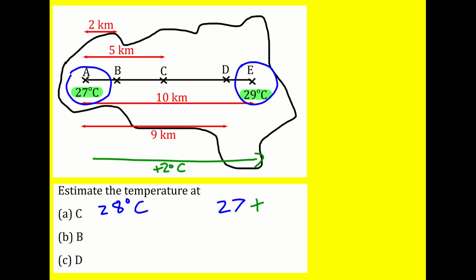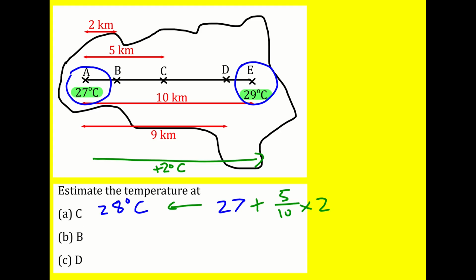But if I look at C, it's going to be a fraction of an increase of 2. And that fraction is going to be the distance that I go along to C divided by the total distance, multiplied by this full increase. And that gives us the 28 degrees Celsius. You might think that's an overly complicated way of doing it, but it's really going to come into its own for B and D.